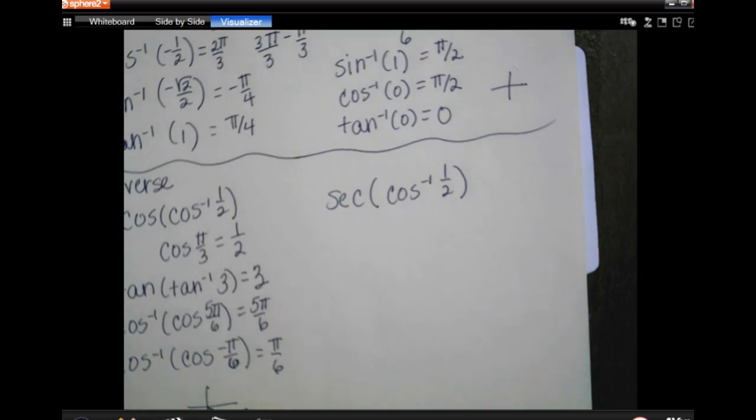So this one, if this said cosine inverse of a half, the answer would be 1/2. But what does the secant do to the cosine? It flips it, so instead of 1/2, you get 2.